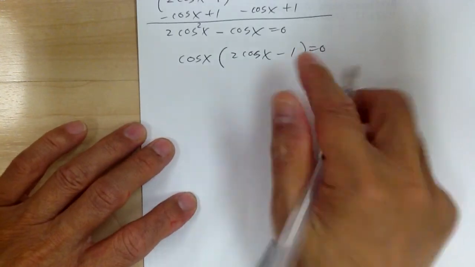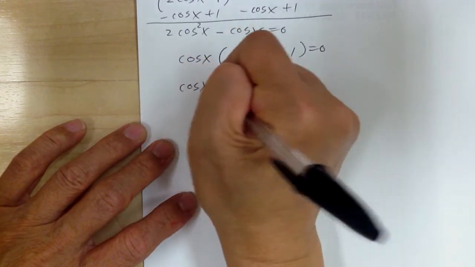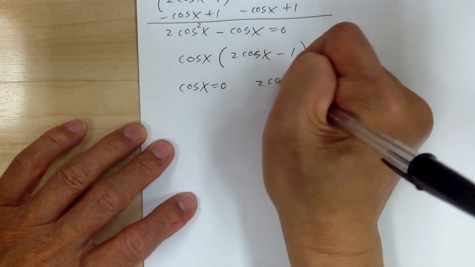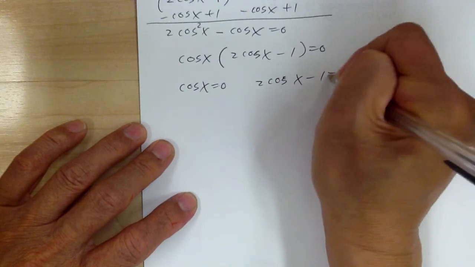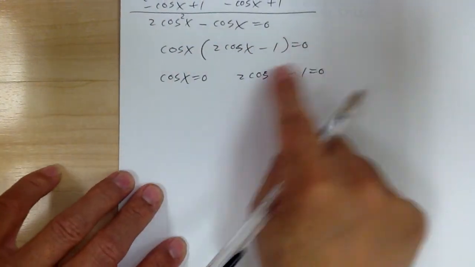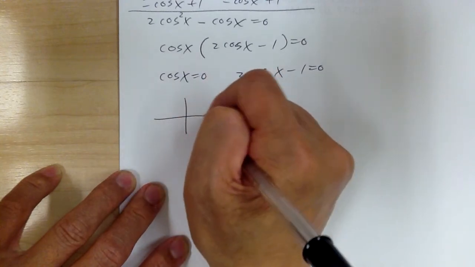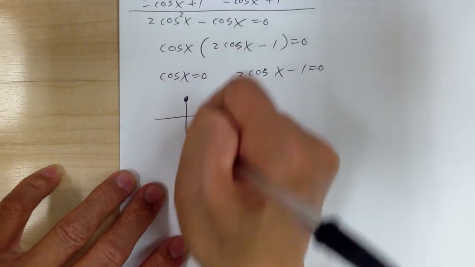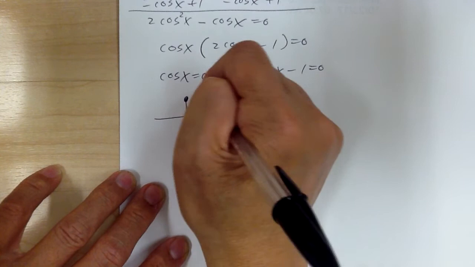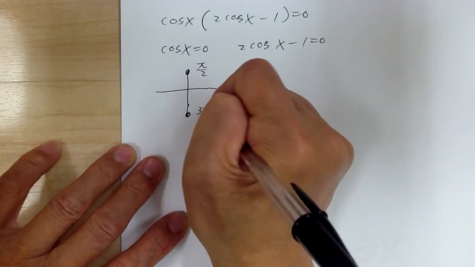So from here, I can set this equal to 0, right? So I get cosine x equal to 0. I get 2 cosine x minus 1 equal to 0. Again, you factor, you set equal to 0, and you solve. So for this one, cosine equal to 0. Cosine is horizontal, equal to 0, so you get 1 here and 1 here. So that's pi over 2, and this is 3 pi over 2.